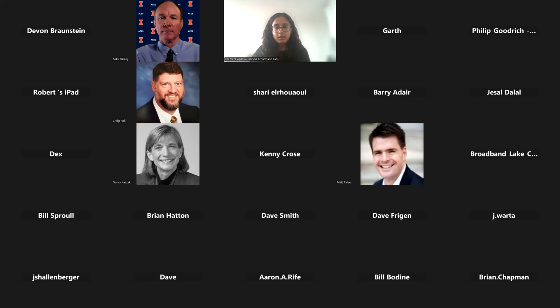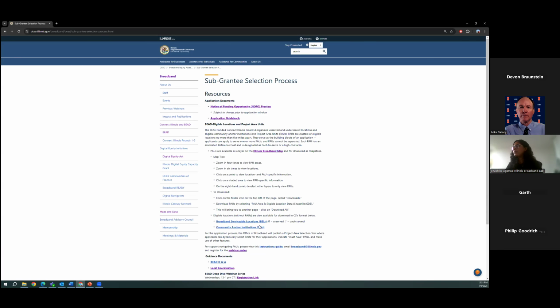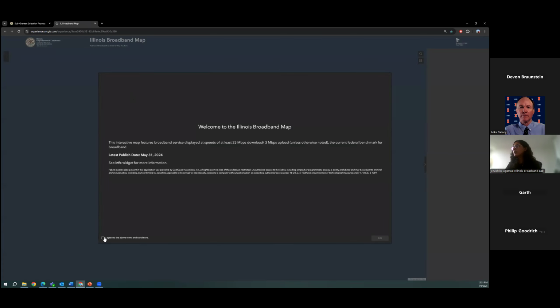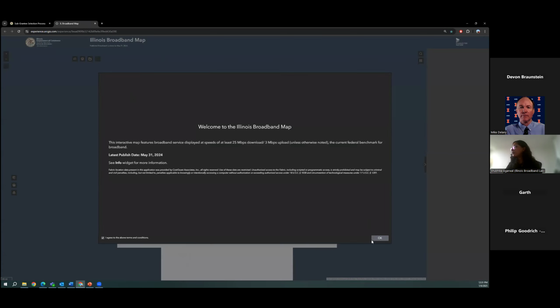So firstly, starting out with how you can get to the maps, there's two ways. When you're on the BEAD homepage and the Illinois Office of Broadband website, you could go to the Maps and Data webpage, which has a link to the map. Or the other way would be just going on to the subgrantee selection process homepage. And this will have all of the subsequent information that you'll also need for the process. So going on here, you'll see PAUs are available, and we have a link to the broadband map. So this takes you directly to the map here, starting off with accepting the disclaimer.